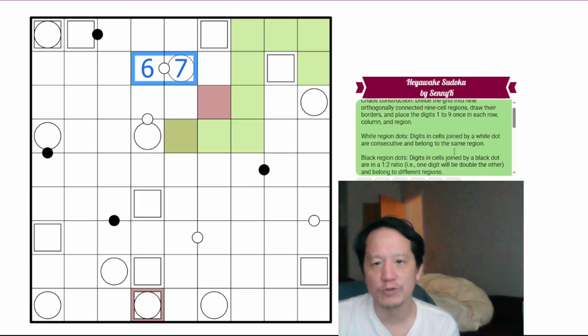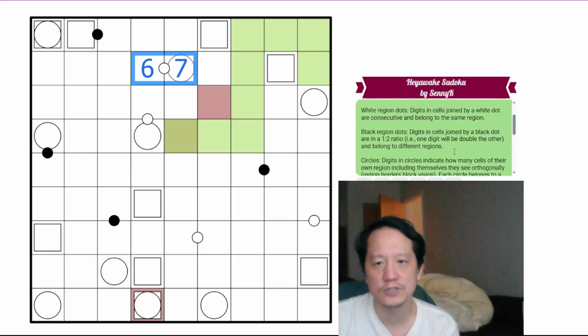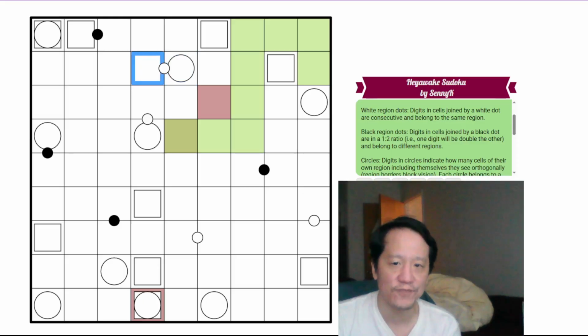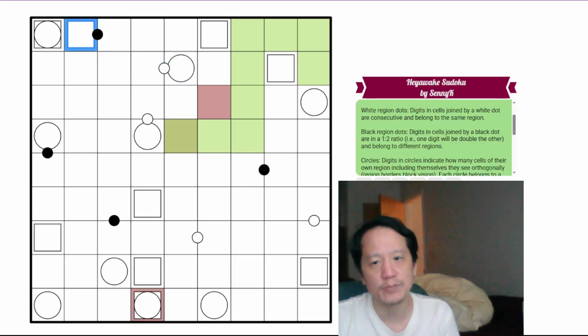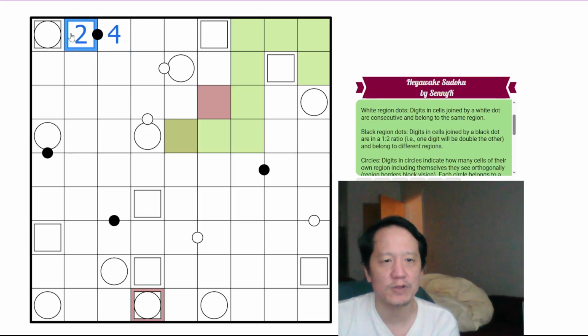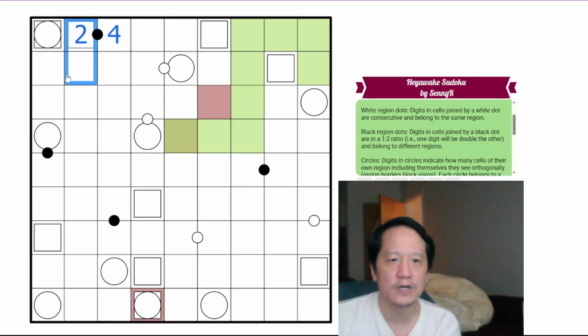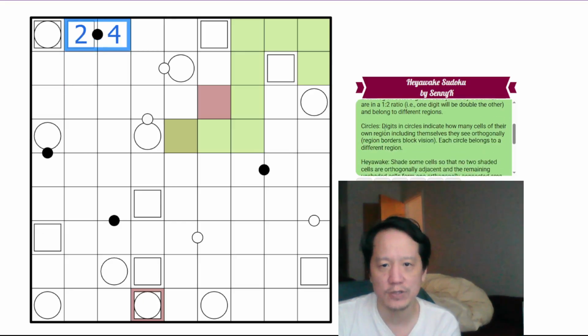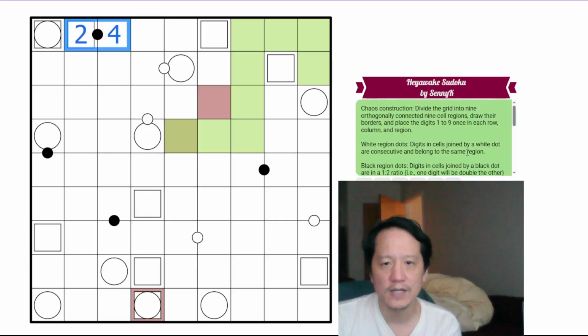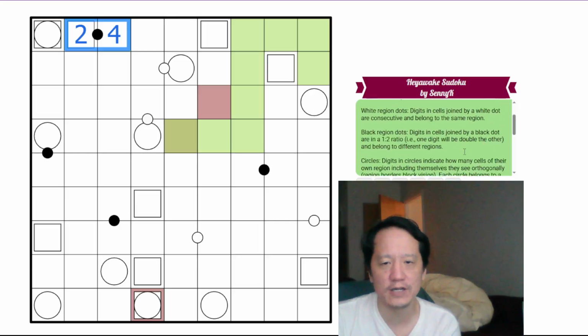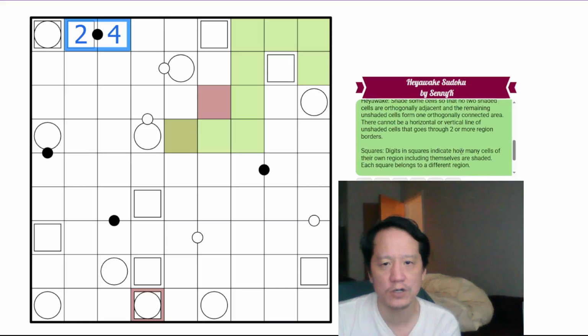We have black region dots, where digits in cells joined by a black dot are in a 1:2 ratio. That is, one digit will be double the other, and they belong to different regions. So for example, if this were a 2, this would have to be 1 or 4, and they have to belong to different regions because there's a black dot between them. And that's an example of how the white and black dot regions work.